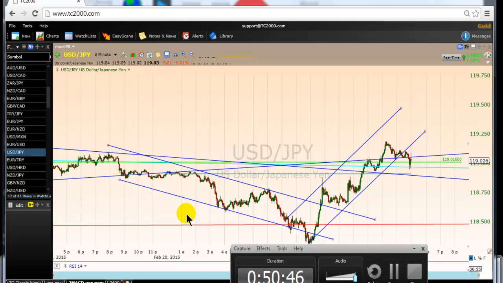It's very important. Right now, the Bank of Japan is busy devaluing the yen, and the Federal Reserve has stopped devaluing the dollar. We need to know that. So when we are selling the dollar yen, it's a kind of contra trend.